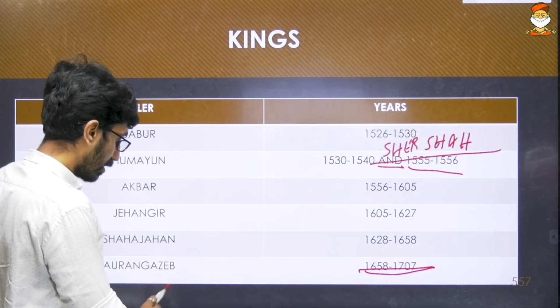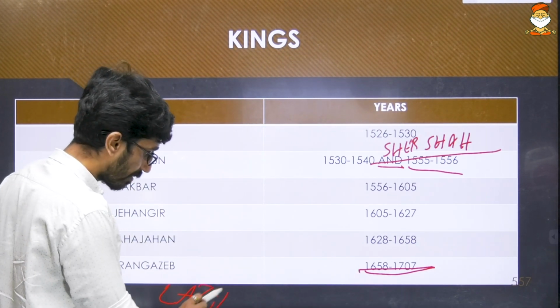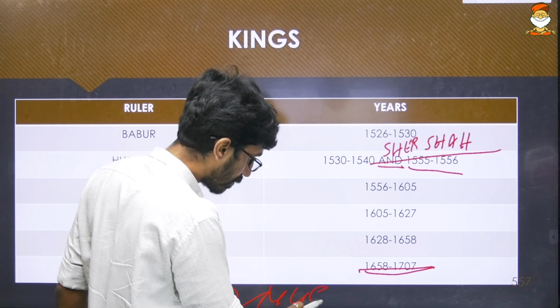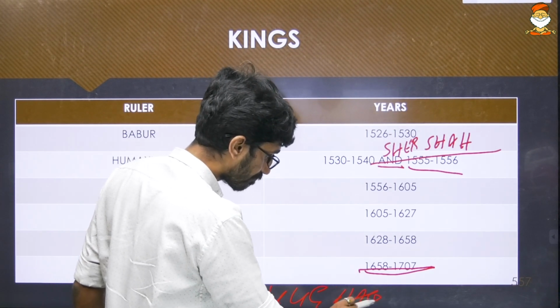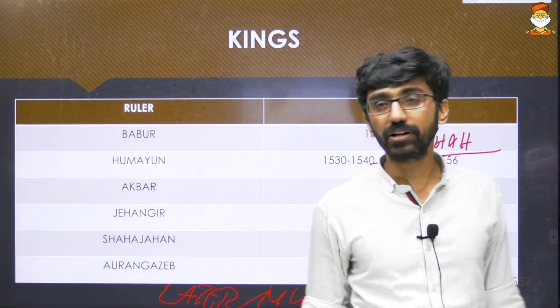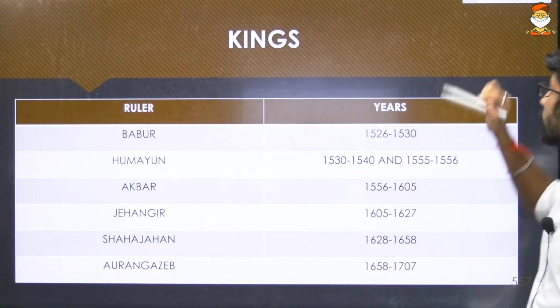And later Mughals came, who were very weak. These are the mighty Mughals. These 6 people are very powerful. So we will discuss particularly their political importance in Indian history, and then we will go to some other PYQs.